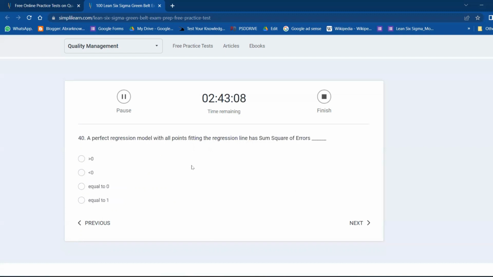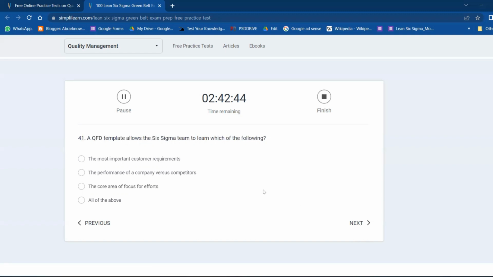40th question, interesting one. A perfect regression model with all points fitted with the regression line has sum square of error of what? Equal to 0. This is very interesting. Equal to 0, that means you'll get a good R square value and all that. If you check the linearity test, normality test, yeah.